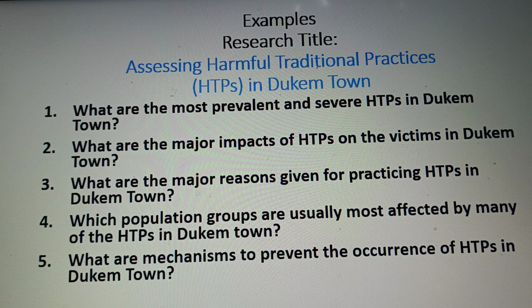Here, note that it is written in order from what to do first up to what to do last. For instance, question number 5 is read as, what are mechanisms to prevent the occurrence of HTPs in Dukem town? This cannot be the first one. And also the first one, which is read as, what are the most prevalent and severe HTPs in Dukem town?